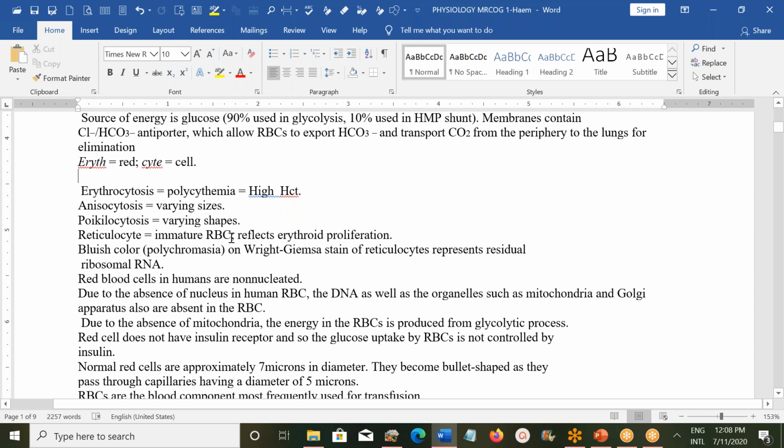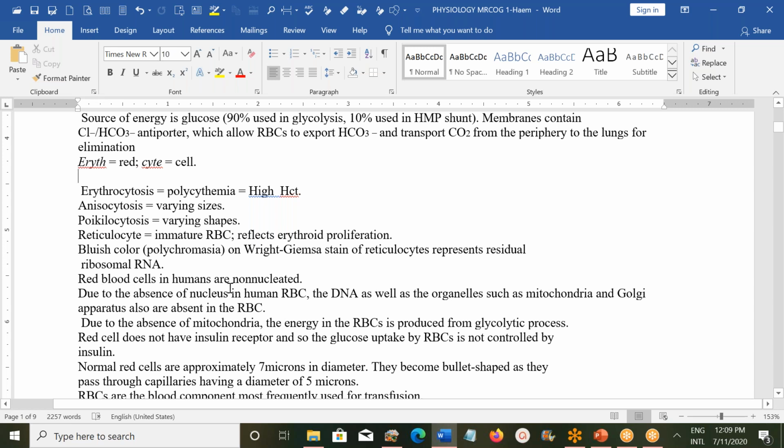Reticulocytes, these are the immature RBCs, and they reflect erythroid proliferation. Erythroid is the precursor cell which will ultimately give rise to the RBCs. So they can have a blue color, polychromasia, on the stain of the reticulocytes. It represents residual ribosomal RNA.